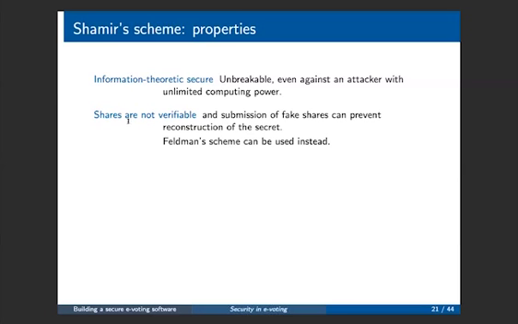One of the problems is that shares are not verifiable, which means that people having the shares can just submit fake shares, and therefore that prevents reconstructing the key. But luckily, in the literature, we can also find some other solutions to that, like this Feldman scheme, where this secret sharing scheme becomes verifiable.